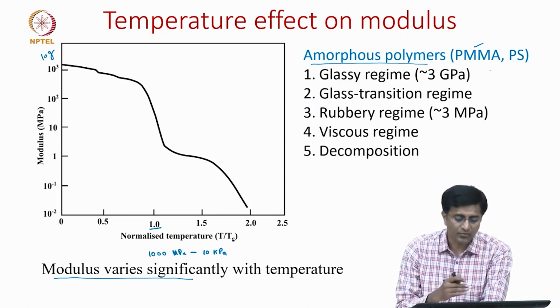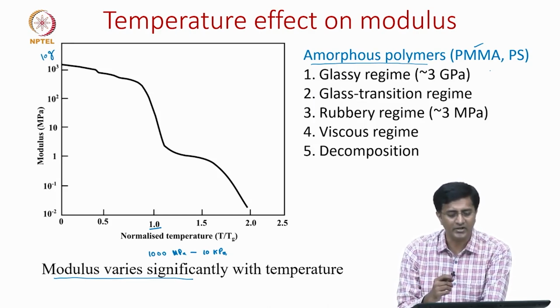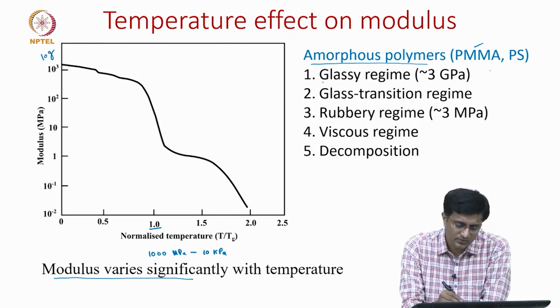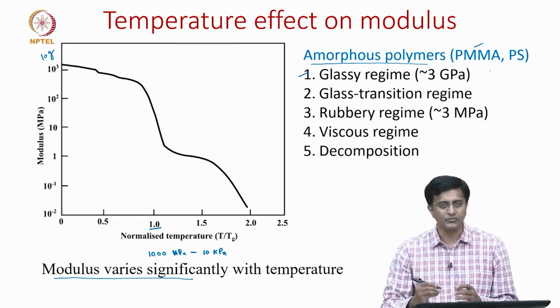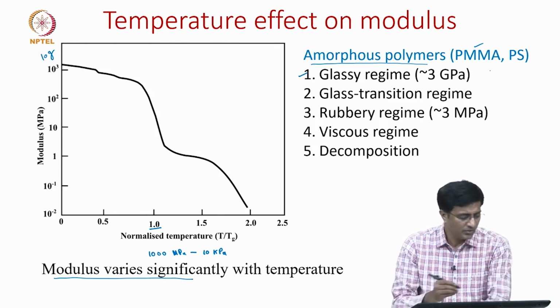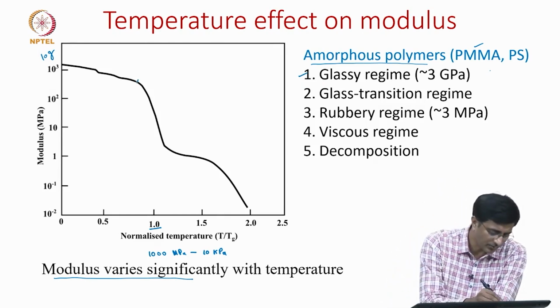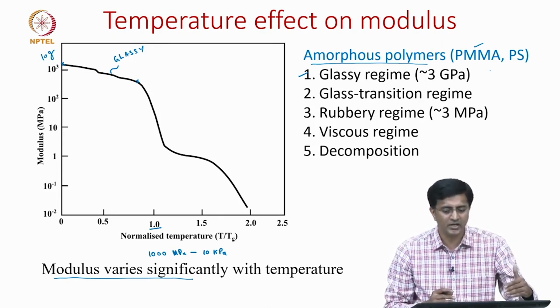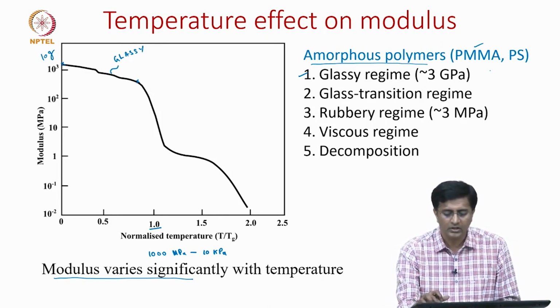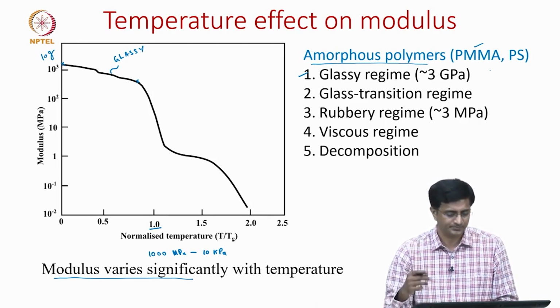In fact, there are 5 different regimes we can identify for this polymer. We will go one at a time. First is the glassy regime, which is somewhere from the start to this point. As you can see in the glassy region, the modulus is very high. It is in the order of 3 gigapascals.